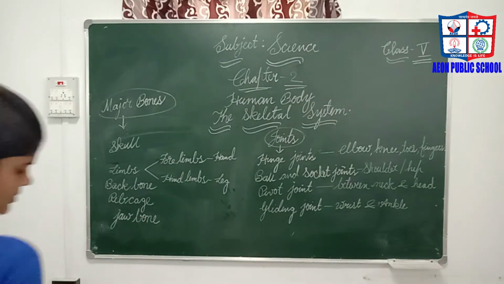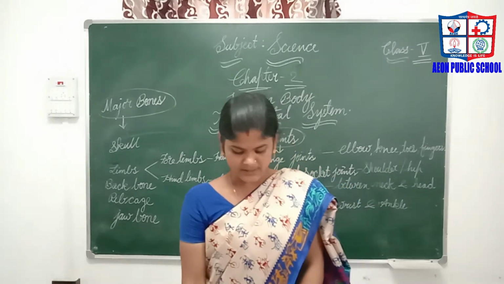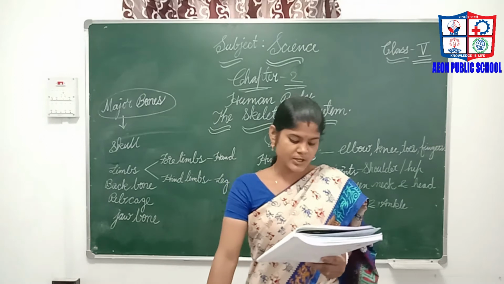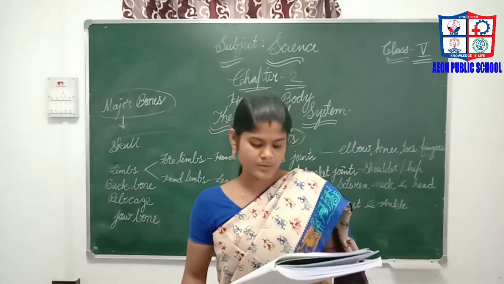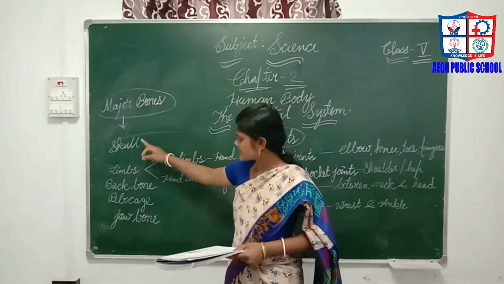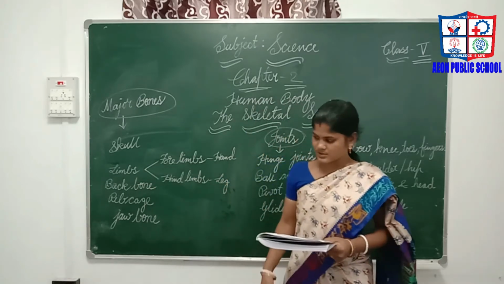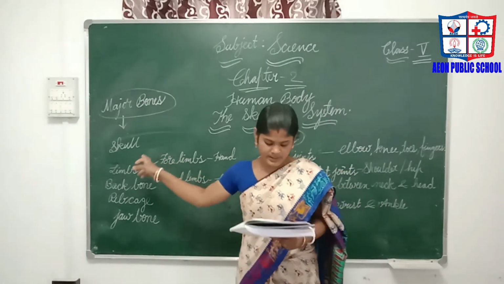Okay. Now, major bones and their functions. First we will discuss the major bones and their functions. The major bones of the skeleton include the skull, limbs, backbone, rib cage and jaws. So what are the major bones? Skull, limbs, backbone, rib cage and jaw bones. The first one is the skull. So we will read about the skull.